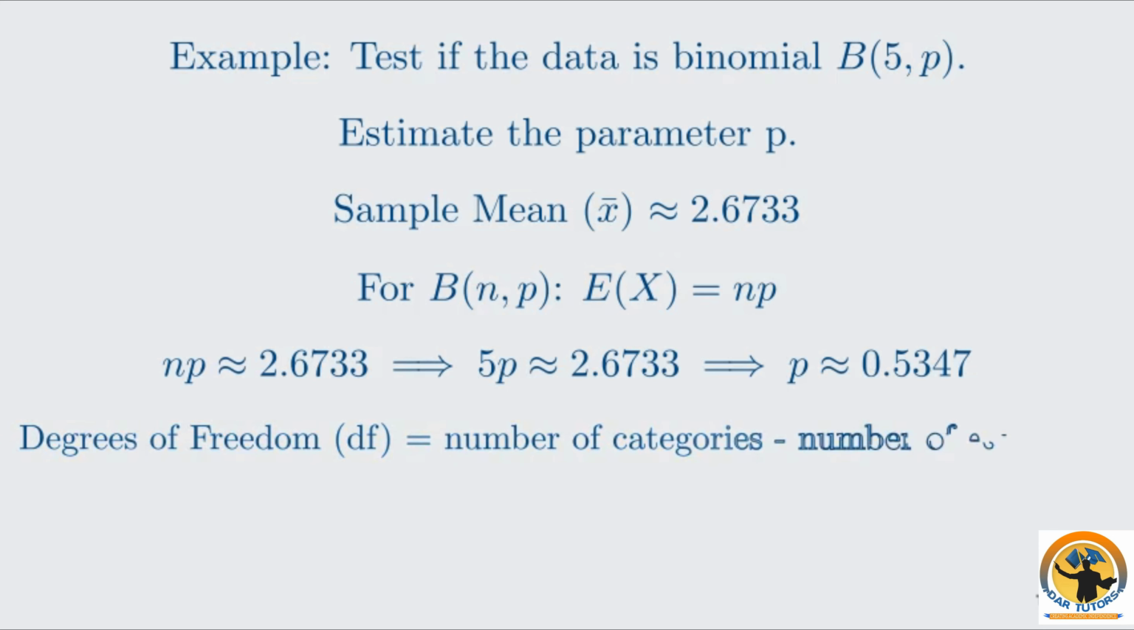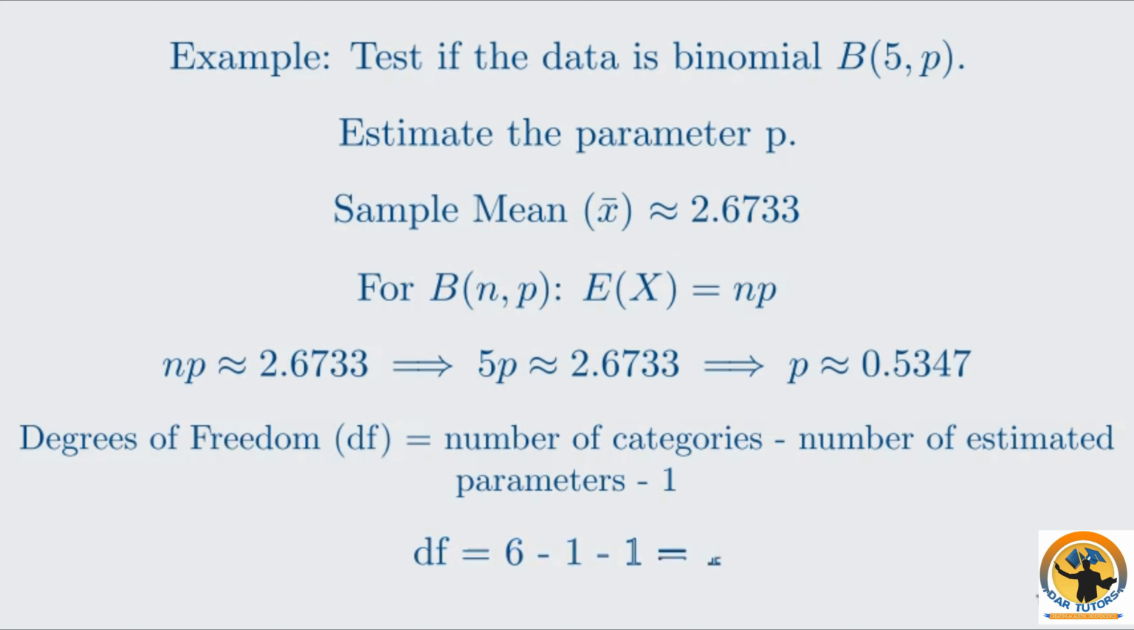However, there's a crucial adjustment. Because we estimated one parameter p, we lose a degree of freedom. The general formula for DF is the number of categories minus the number of estimated parameters minus 1. This is a very important rule for HL students to remember.